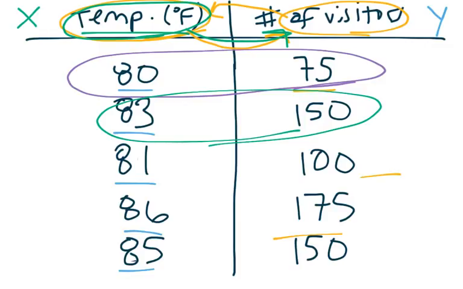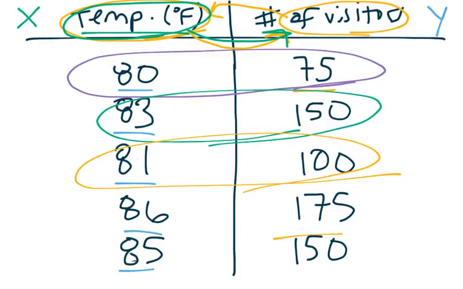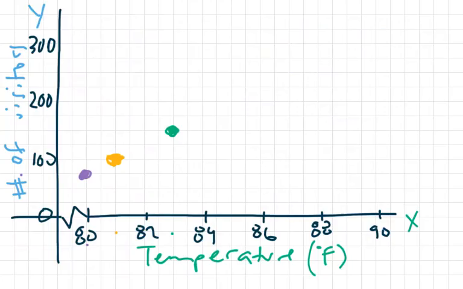Next point is 81, 100. So let's take a look at that. 81 is right in the middle of 80 and 82, and 100 is right here. So that's 81, 100. Next point is going to be 86, 175. So temperature is 86 right here, and then 175 would be right in the tick mark below the 200. So that goes right there.